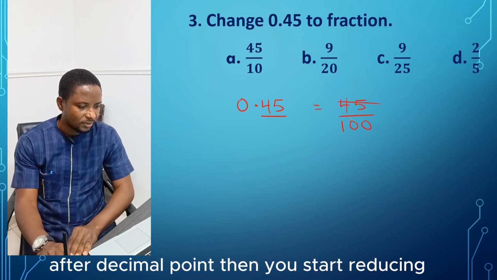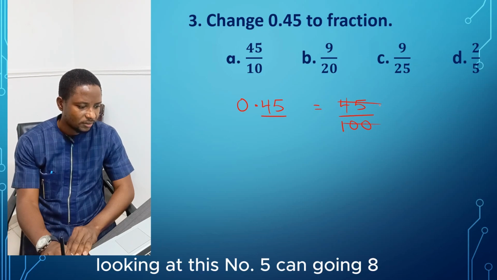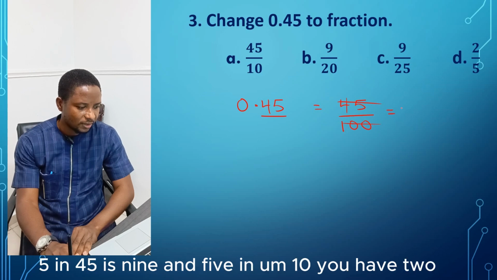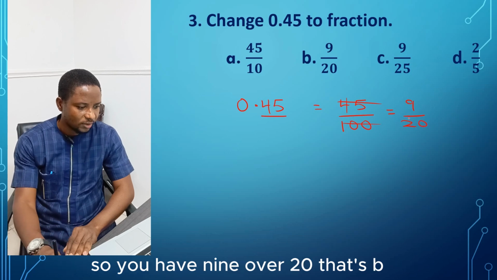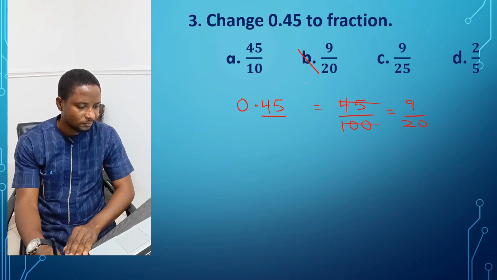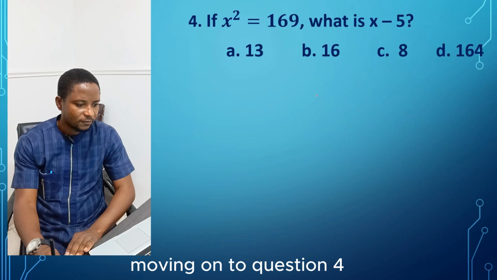Then you start reducing. Looking at these numbers, 5 can go in them. 5 in 45 is 9. And 5 in 100, you have 20. So you have 9 over 20. That is B. Moving on to question 4.